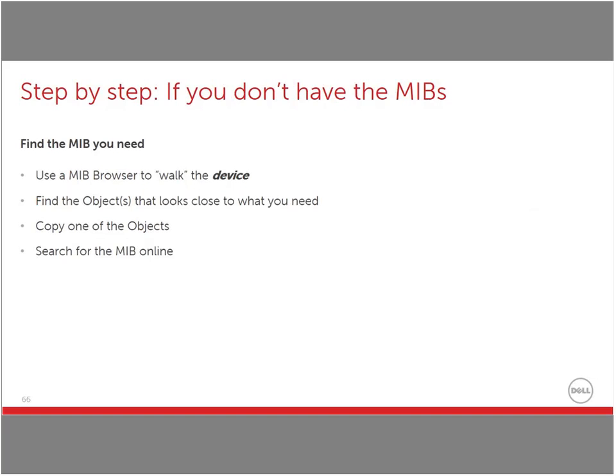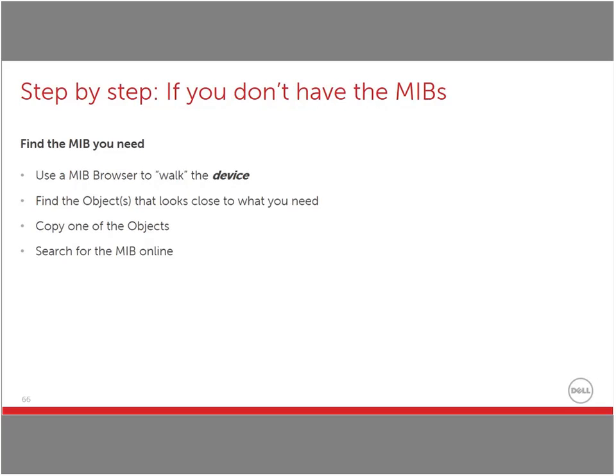But if you don't have them, instead of walking the MIB, as we just showed you, where you loaded the information and walked it, you can also use a MIB browser to actually walk the actual device. The previous slides gave step-by-step instructions on how to walk a MIB to find the specific OID number you need. But if you don't have a MIB, the best place to locate it is to walk the device and then find some OIDs residing on the device and match them to a MIB using tools available on the web, so you can go find that specific MIB that you want.